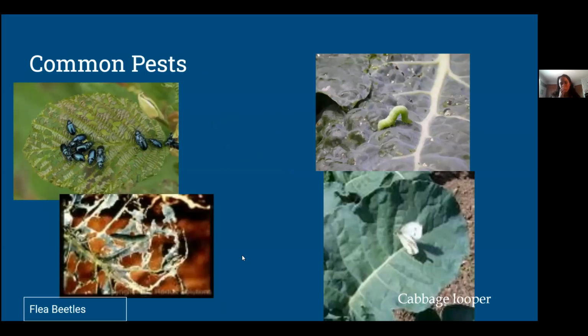Some common pests with brassicas are the flea beetle. They'll leave little holes in the leaves. And like I said, I'm not going to go super far into depth about pests and diseases. That will be a completely separate class. Another common pest is the cabbage looper, and this will also leave little holes in the leaves of the plant. They're very common with, of course, cabbage and broccoli.